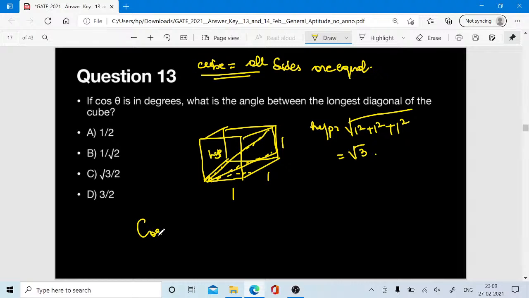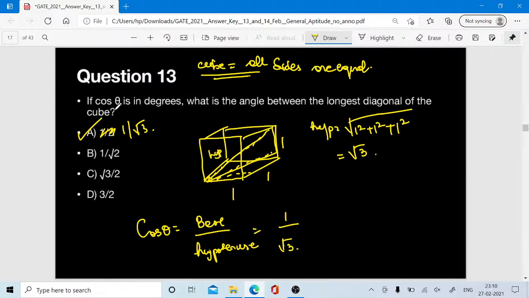You know that cos theta is equal to what? Base divided by hypotenuse is your answer. What is my base? My base is 1. My hypotenuse is root 3. So technically the answer should have been 1 divided by root 3. Option A is going to be the right answer. 1 divided by root 3.